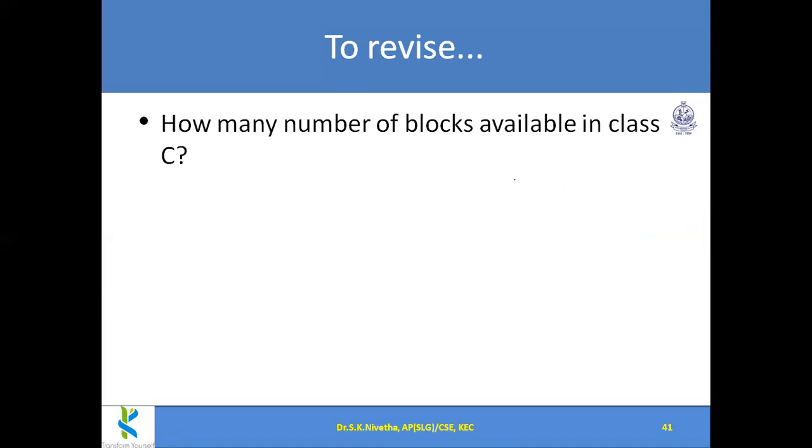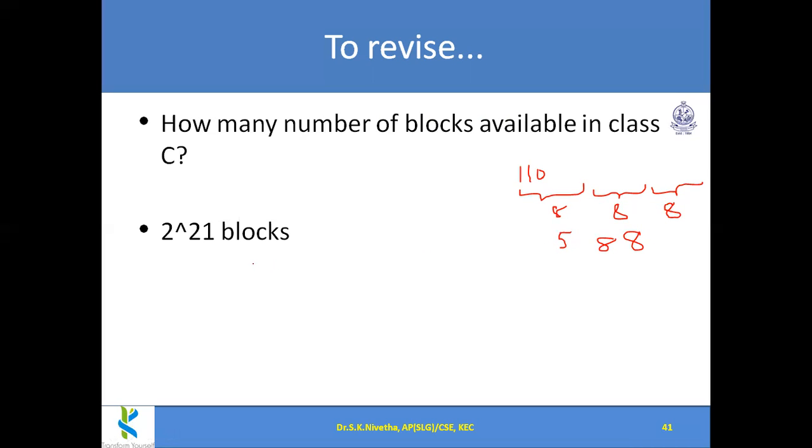For class C, addresses start with the value 110. So first 8 bits, next 8 bits, another 8 bits, 24 bits are reserved for net ID. But here the first 3 bits are fixed, so I can have only 5. So 5 plus 8 plus 8: 8 plus 8 is 16, 16 plus 5 is 21. So we can have 2 power 21 blocks.